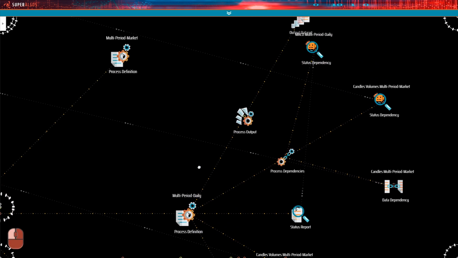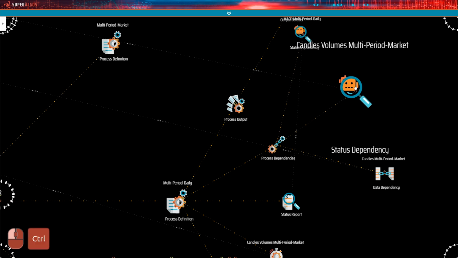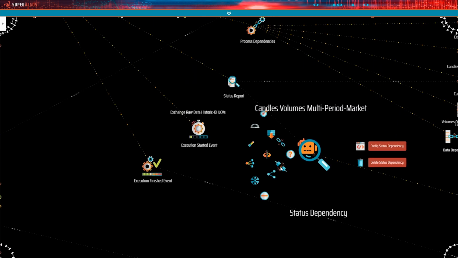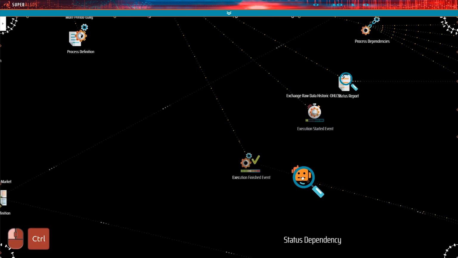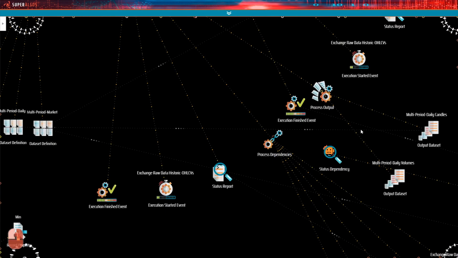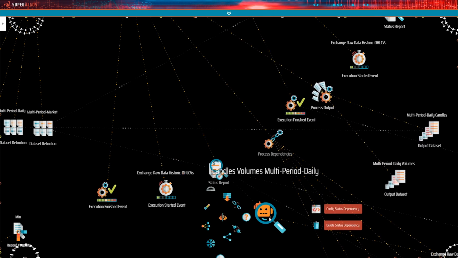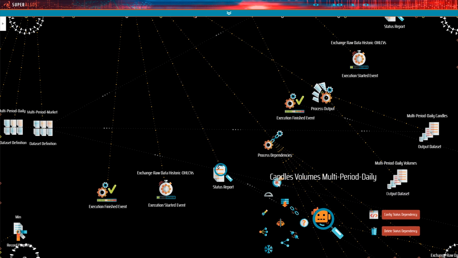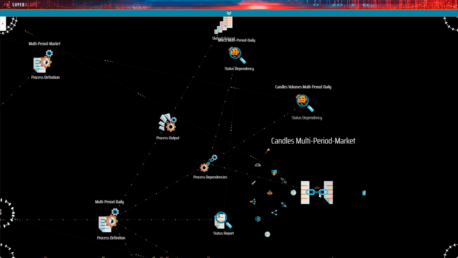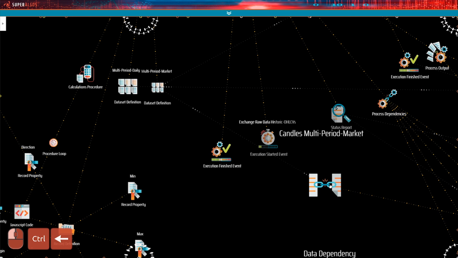Now we need to adjust some of the references. Remember that dependencies of the multi-period market process always point to nodes in the multi-period market process definition. However, the dependencies on the multi-period daily process must reference nodes in the multi-period daily process definition. So I just removed the reference from the market ending point status dependency and established a new reference with the status report in the multi-period daily process. Now I'm adjusting the data dependency, removing the existing reference to establish a new reference with the multi-period daily dataset definition.